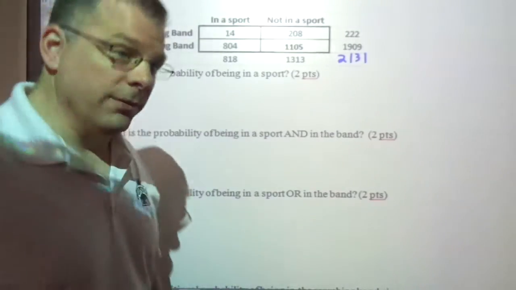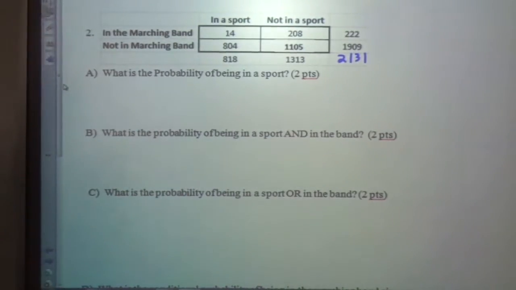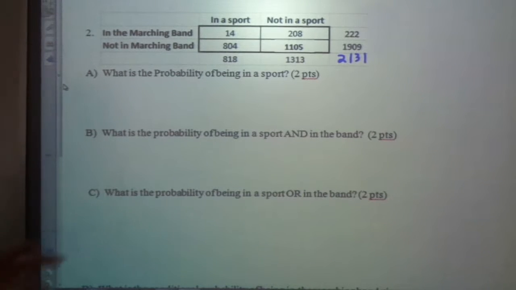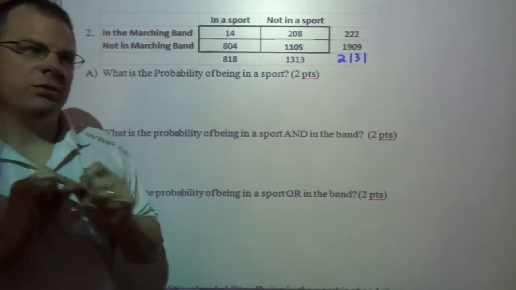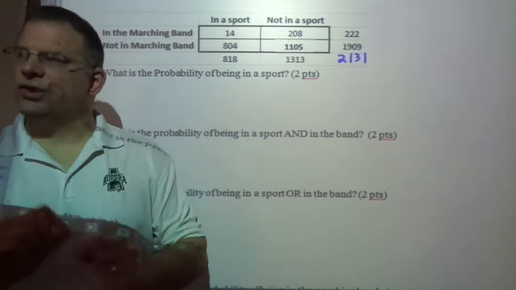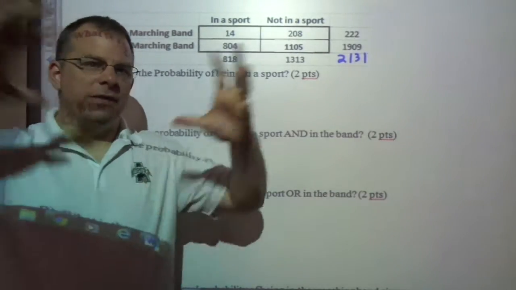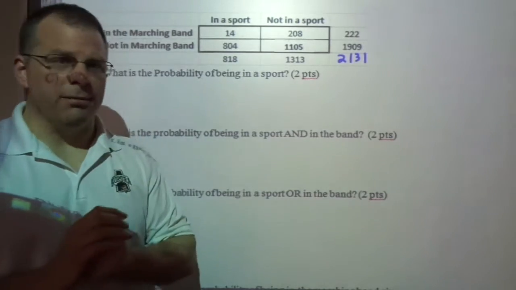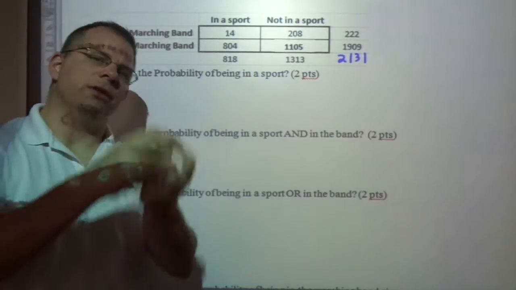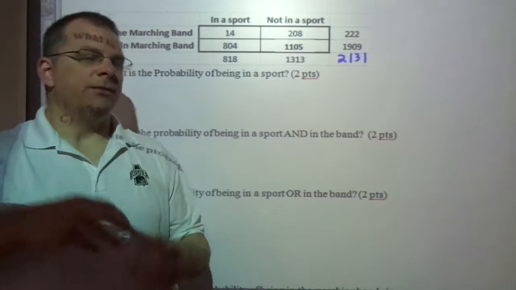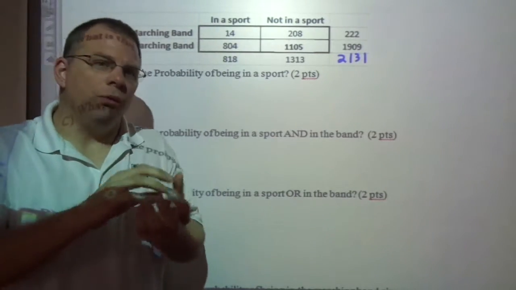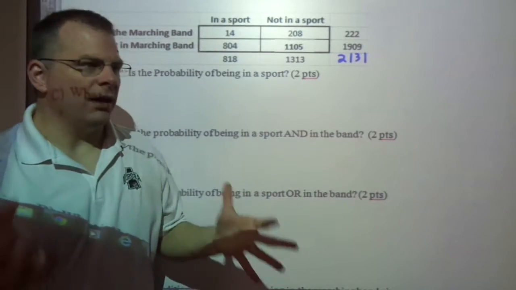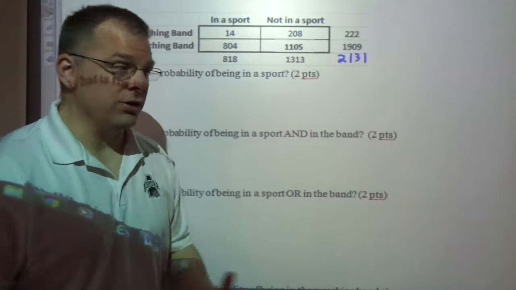Hello and welcome to problem number 2 on the conditional probability test. What's the probability of being in a sport? The thing you have to think about with each of these questions is, is it a question about anybody in the whole group, or are we looking at a conditional probability where it's only a subgroup, only a certain number of people? Is it given something, so we're only looking out of a smaller group, or is it just out of anybody in the whole school or anybody in the whole population?